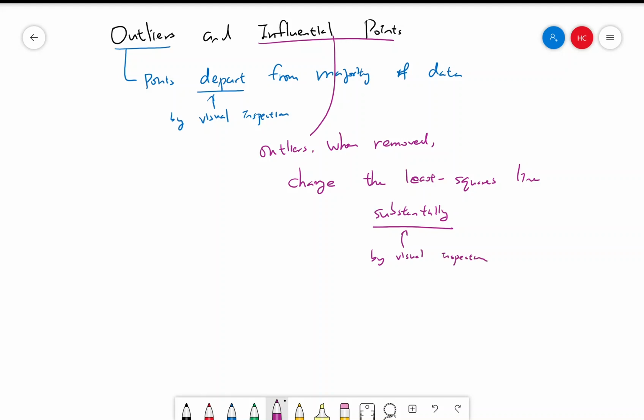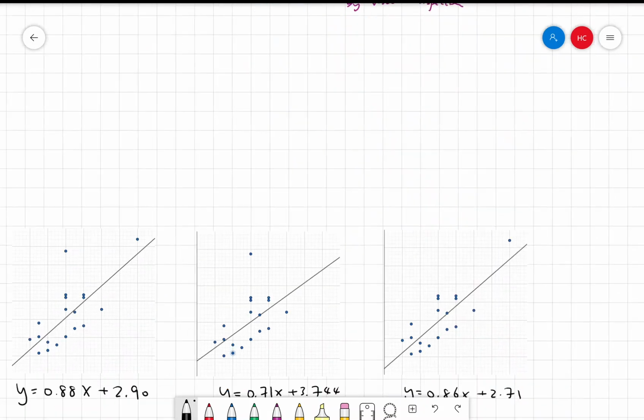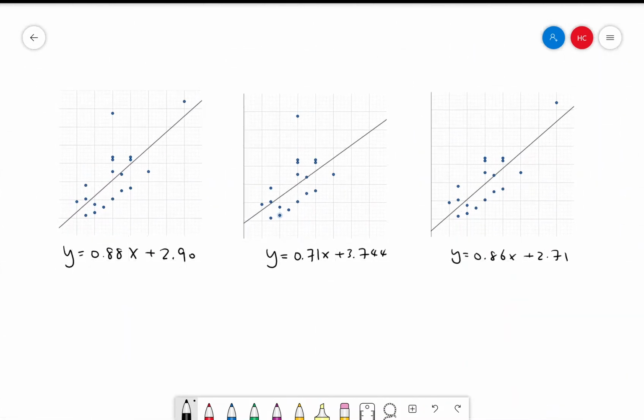So there are a lot of vague definitions. There's no consensus on how different it has to be to count as substantial. So it's a little vague here. Anyway, let's look at an example.